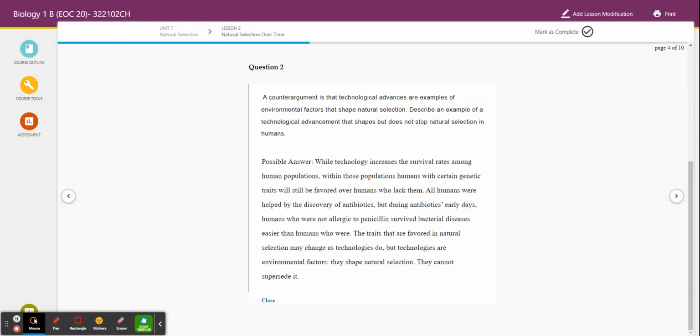The traits that are favored in natural selection may change as technologies do, but technologies are environmental factors. They shape natural selection. They cannot supersede it.